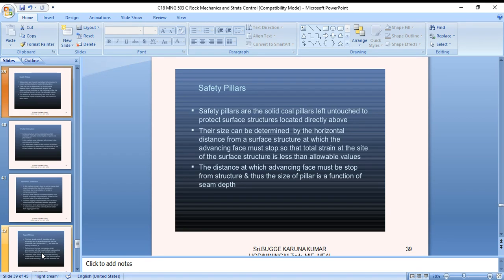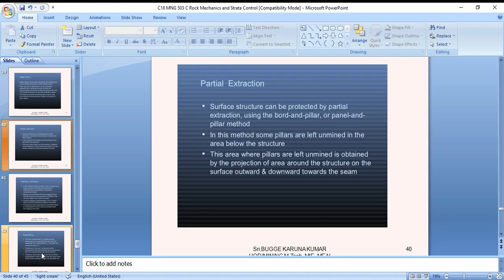Safety pillars are the solid core pillars left untouched below the protective surface structure located directly above. So leave the pillar in the underground. Their size can be determined by the horizontal distance from the surface structure at which the advancing phase must be stopped, so that the total strain at the site of the surface structure is less than the available value. The distance at which advancing phases must be stopped from the structure means the size of the pillar is a function of the seam depth.